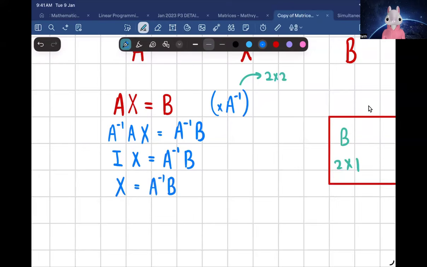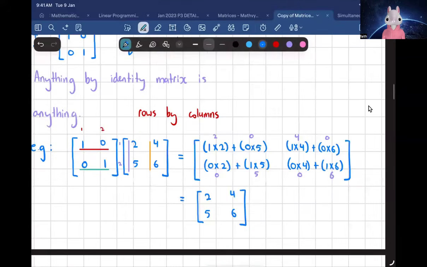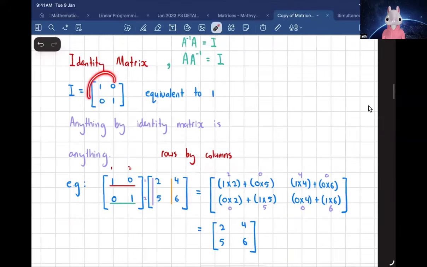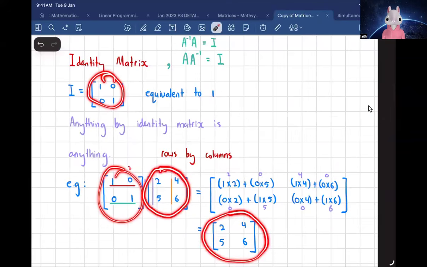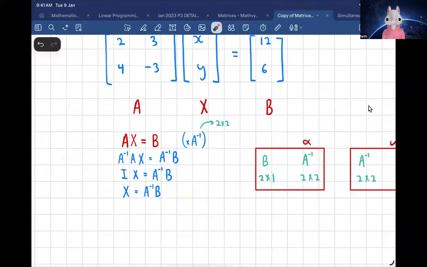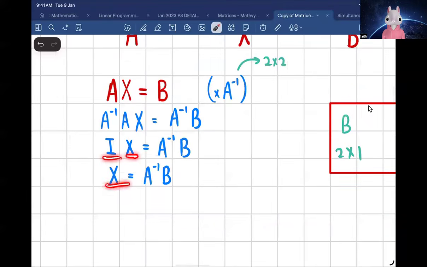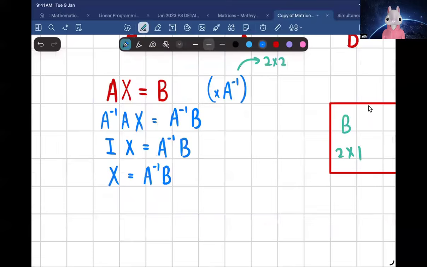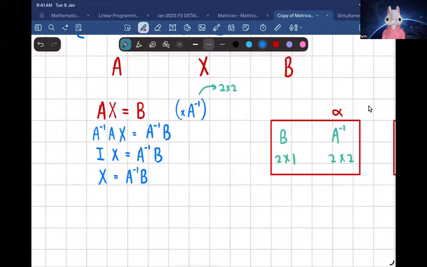I will show you that over here. Watch. The identity matrix is 1, 0, 0, 1. I multiply that matrix and I get back the same matrix. So anything you multiply by the identity matrix, you get back that same thing. That is why I by X is just X. So if I want to find X, it'll be A inverse by B.